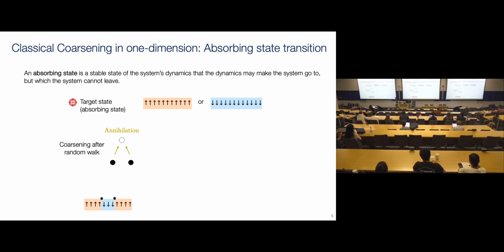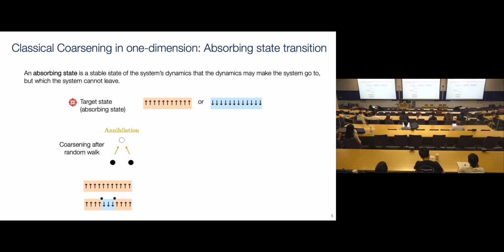To reach the absorbing state from any random initial bits, for example, ups and downs, what we have to do is clean up all the domain walls. And this is actually the coarsening. Also, a weird thing about domain walls is you cannot just delete a single domain wall. Domain walls always have to annihilate in pairs. So you have the orange domain at the side, and the blue domain in the middle, and two domain walls in between. In my local rule, I let the domain walls random walk, and as they random walk, they meet in pairs and annihilate. So this is the coarsening to get into the target state.